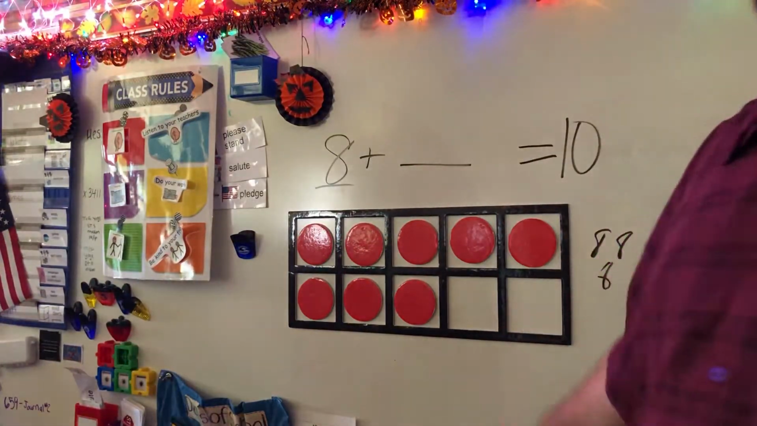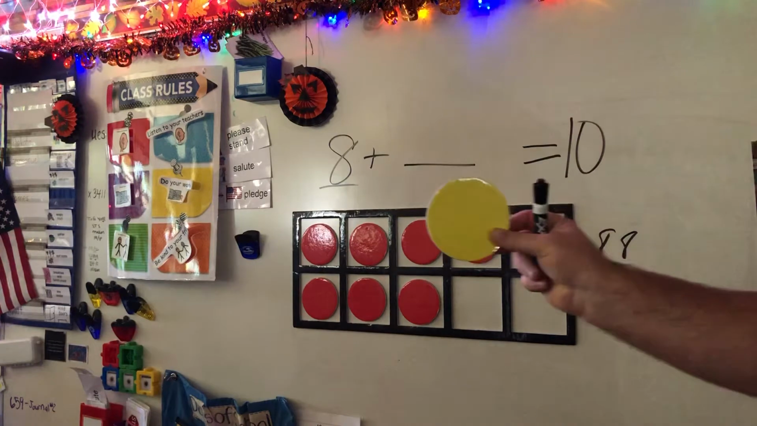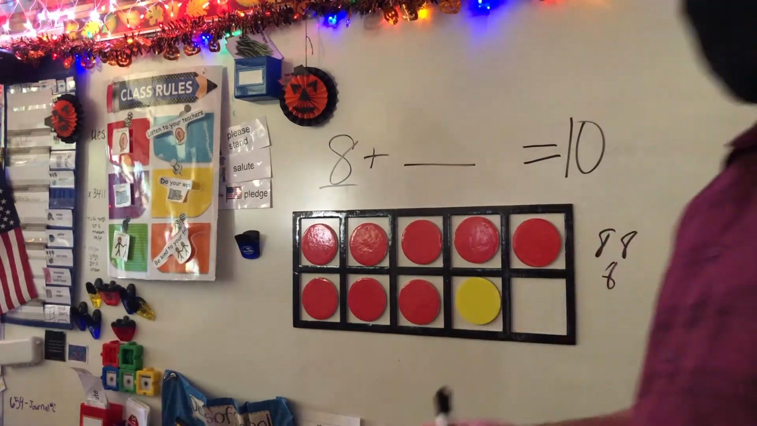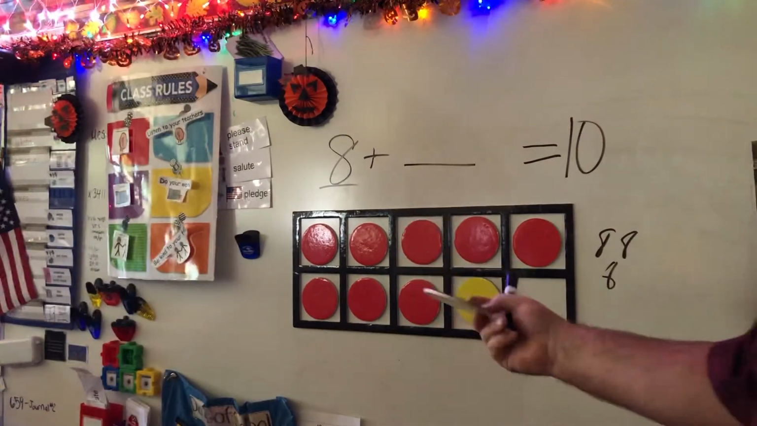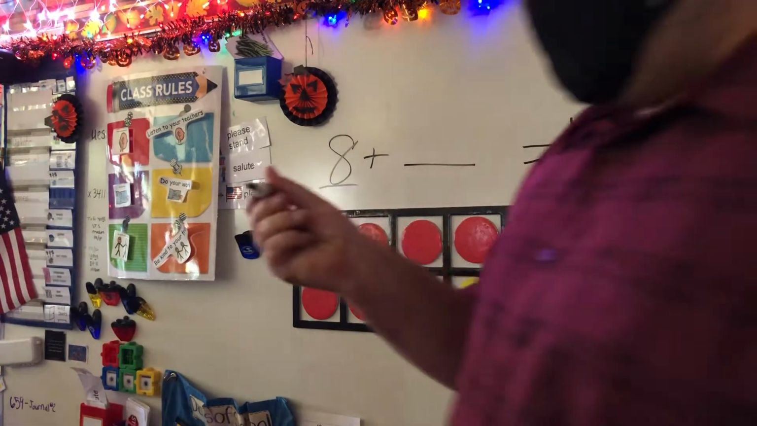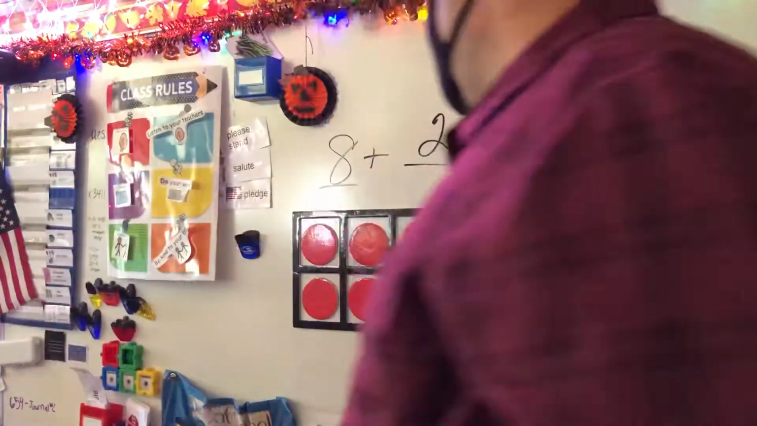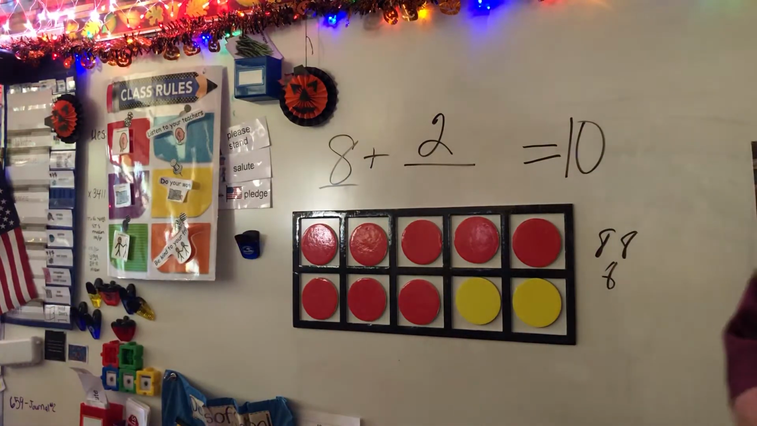They both say two. And Fred's at home, too. Let's count them together and see how many more we need. Here we go. One. Two. Good job. It took two more. So we're going to say 8 plus 2 equals 10.